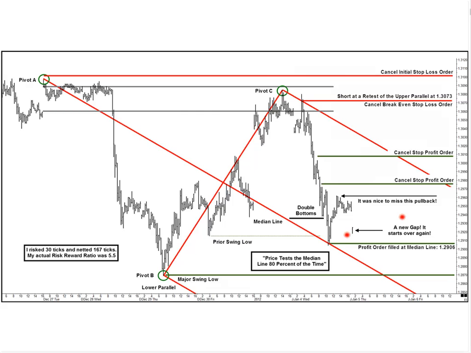Now, lastly, once again, a new gap. Here's a gap. Here's another gap. So once again, it starts all over again. There's always another trade. One edge, let me mention this, and then we'll go to questions.